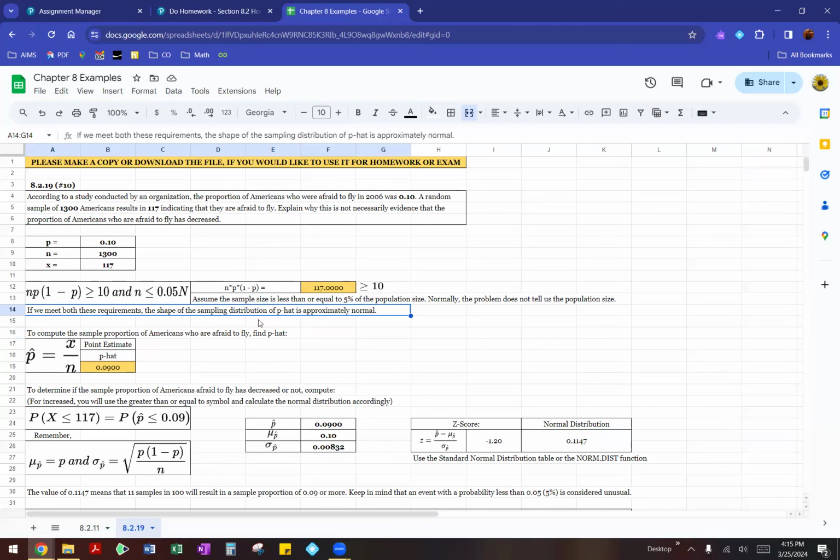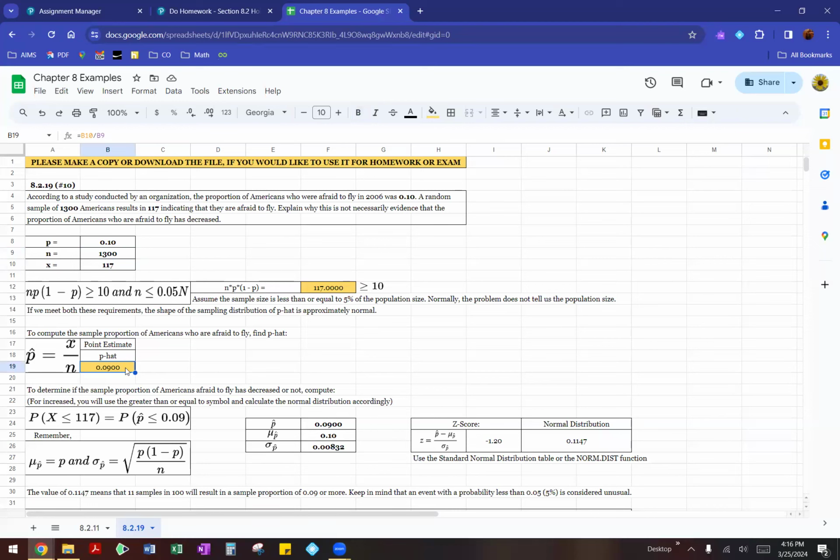So once we establish that, then we can go ahead and find our point estimate value, which is the symbol p hat, right, with the little caret symbol on it. So that's going to be x divided by n, which of course is going to be 117 divided by 1,300. And you can see, again, I've put that calculation here in this box. So that's 117 divided by 1,300, and you can see it comes out to be 0.09.